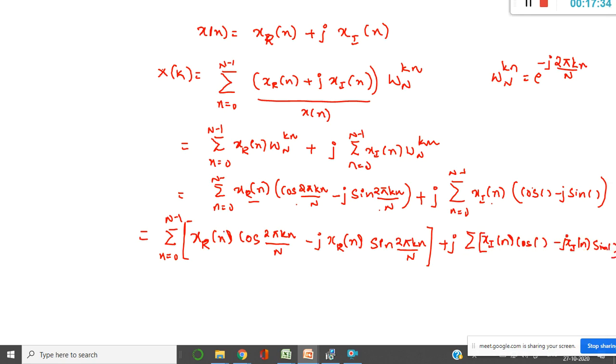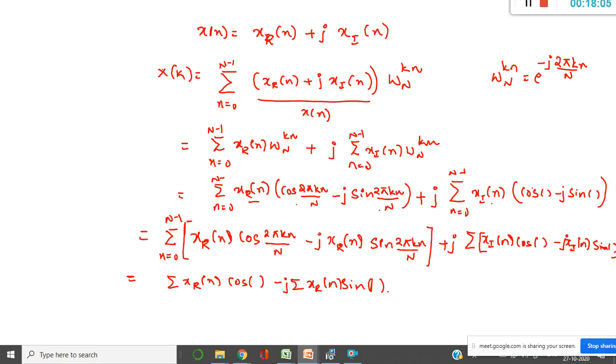So look at this now. One more cosine term, one more sine. Again, I can split this summation with respect to cos and with respect to sine. Again, I can split this in this form: xr of n cos term minus summation, j I will keep outside, xr of n sine term. So look at this, how many additions you are going to see here for one value of k.